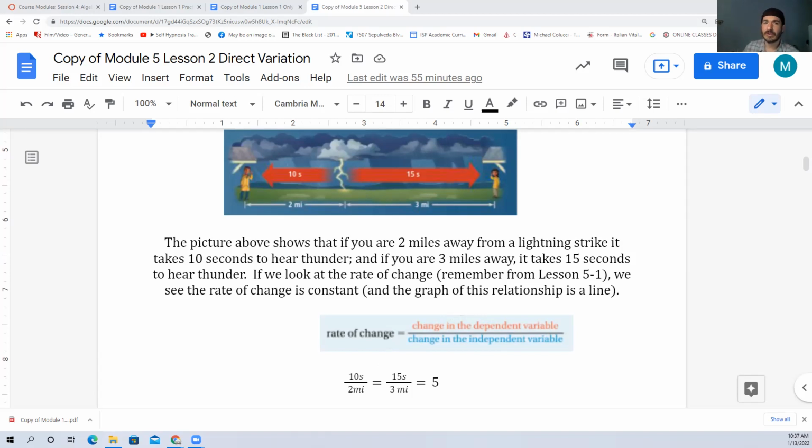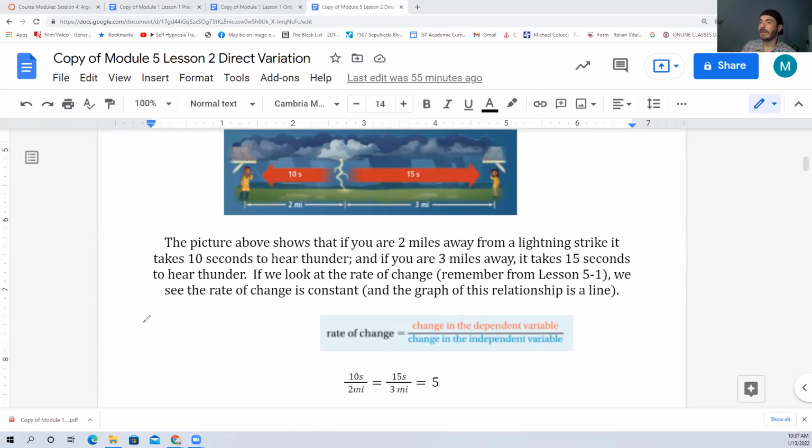If this is sounding really familiar, it's because it is. This is slope. We've discussed slope in module 4. There is no difference between rate of change and slope. In fact, that direct variation constant is slope. Rate of change, direct variation, slope, same thing.